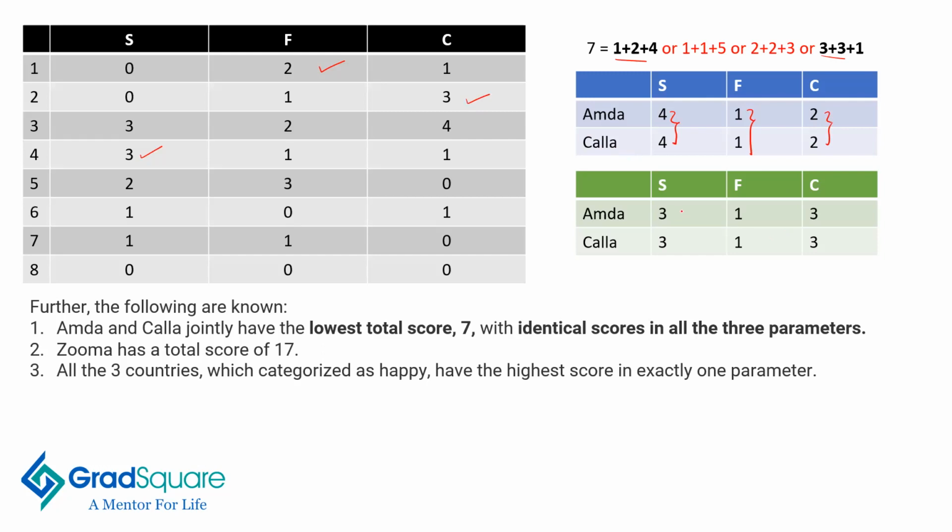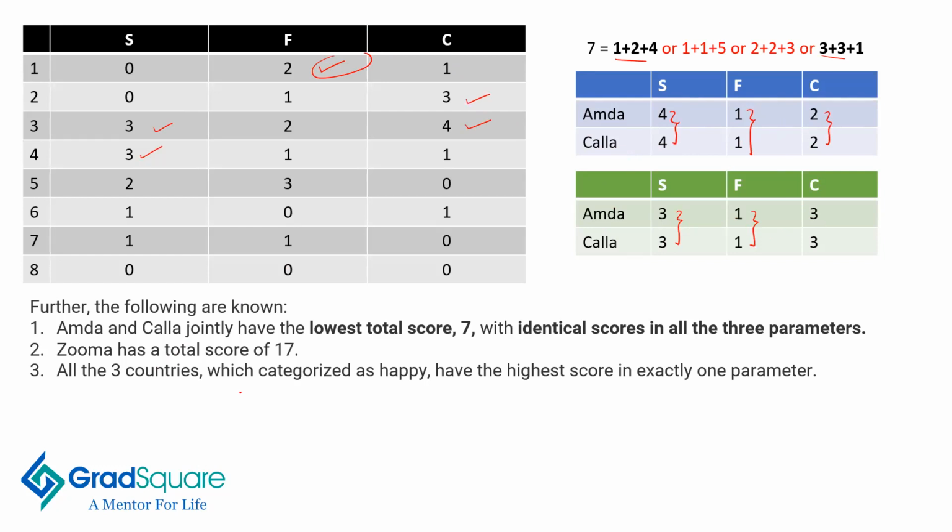Let's check the other one. 3 has to come at least 2 times for Social Security. Yes, quite possible. 1 has to come at least 2 times for freedom of choices. Yes, that's possible. We already mentioned that here because even in this case, it's the same. And corruption has to have 3 at least coming 2 times. And that's quite possible because it's coming 4 times here. So these 2 are the only possible cases now, right?